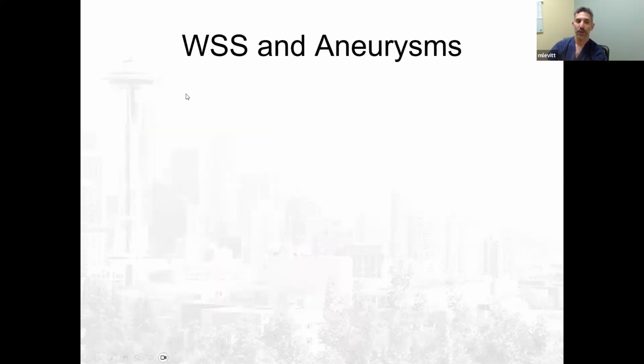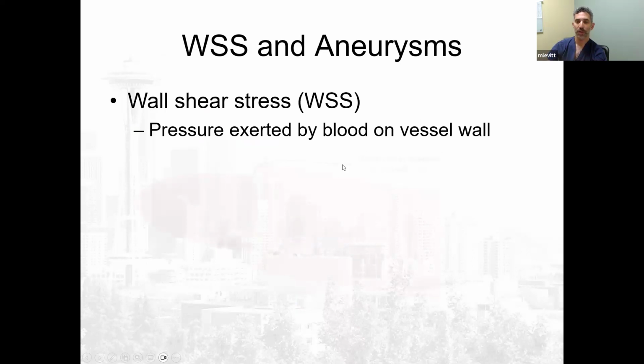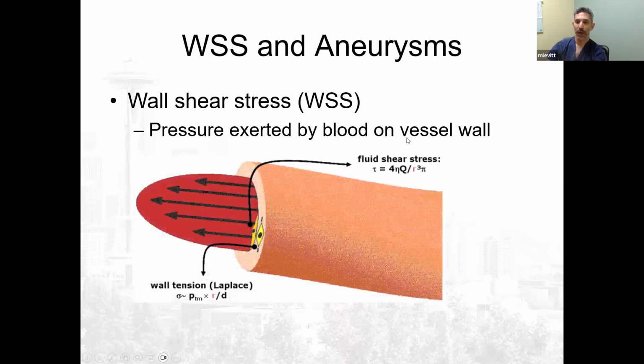So in order to do that, we need to learn a few terms. So wall shear stress is probably the most important term for fluid dynamics. And it's the pressure exerted by blood on a vessel wall. So I know this looks very intimidating, or at least it does for me, lots of Greek letters and equations. But really, if you think about a blood vessel like a river, with water flowing in the river, and then like a sandy bank on the side.